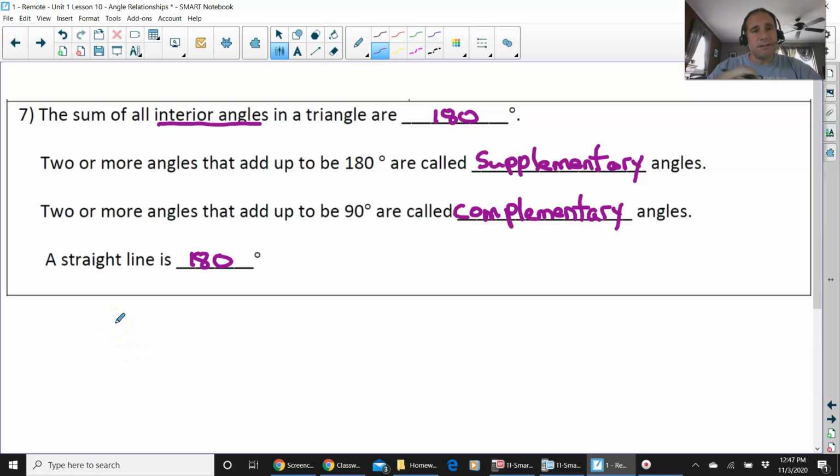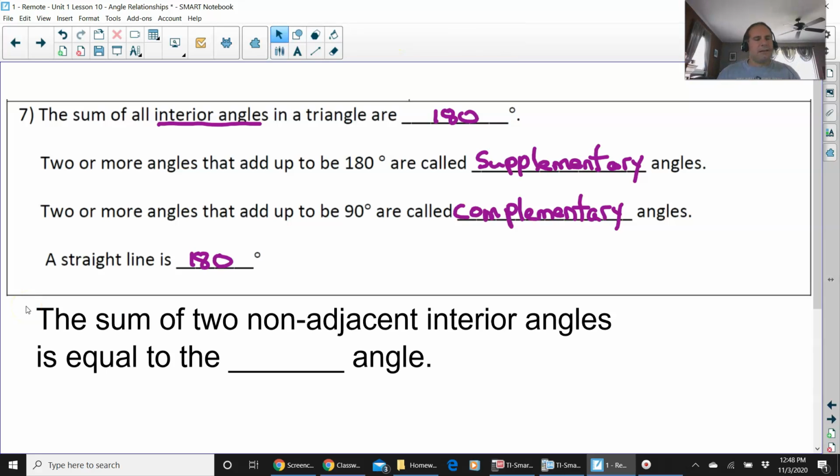When I type something, please add it, and I'll edit it down to the bottom. If you want, press pause, copy it, and then try to fill it in with whatever you think goes in there. It says the sum of two non-adjacent interior angles is equal to the blank angle.